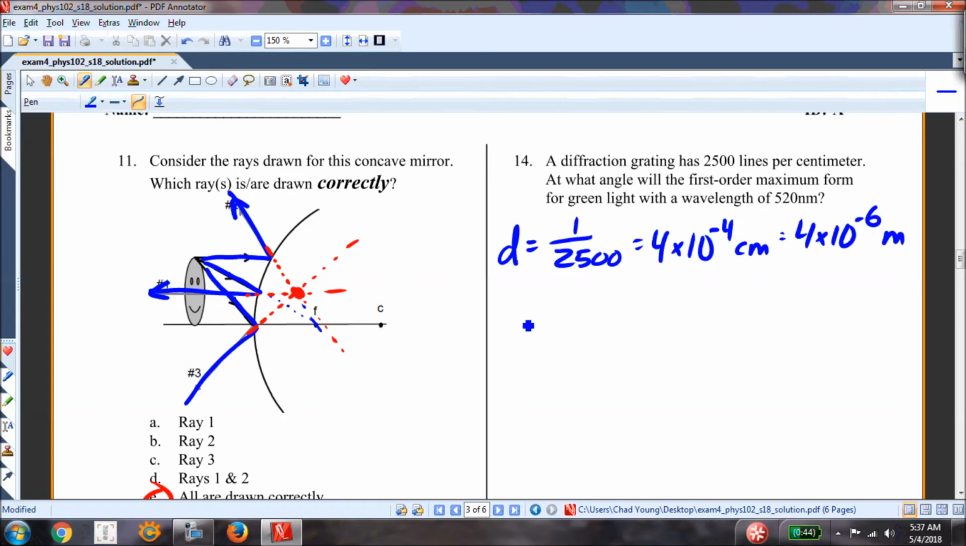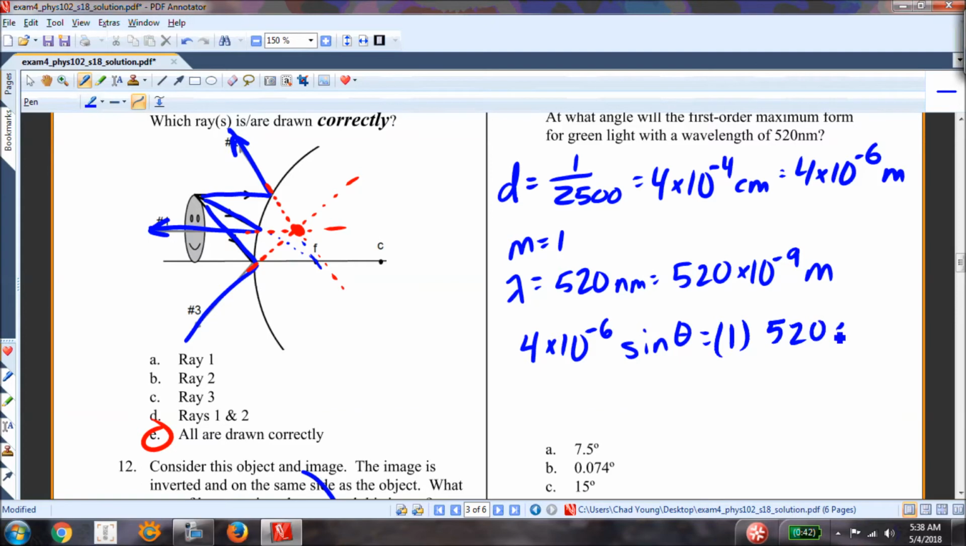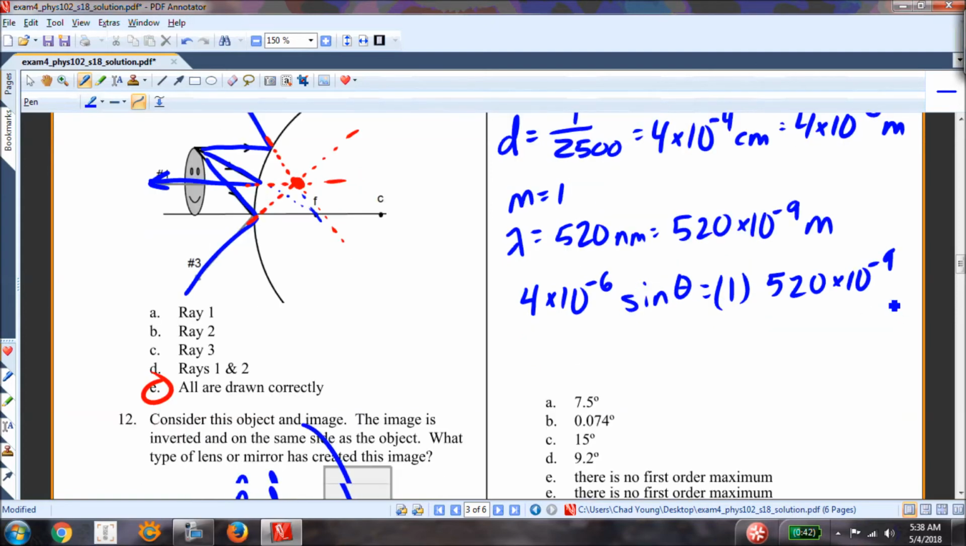And then I want to know what angle for the first order maximum. Wavelength is 520 nanometers, or 520 times 10 to the minus 9 meters. So I say d sine theta equals m lambda. And I solve that for theta. So it's going to be the inverse sine of the wavelength over the slit width, or the separation between the slits. I get 7.5 degrees.